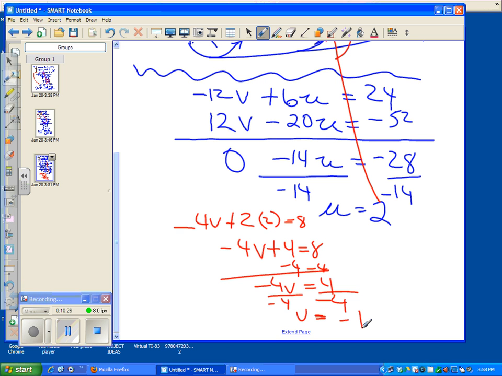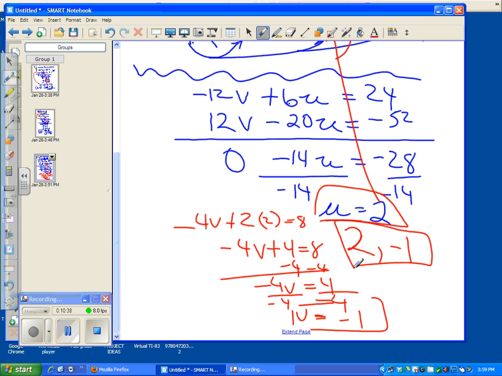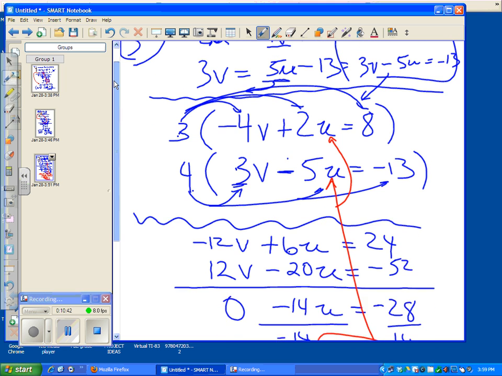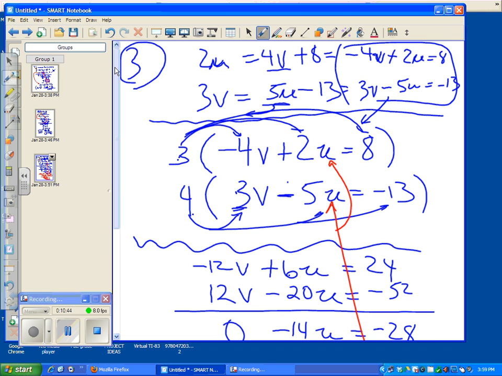So my system is right here and right here, where my u is equal to 2, comma, negative 1, and that is the solution. This was a little bit more complicated because you had to do this funny little trick up here where you had to multiply the one number from here and the other number from there, and then you had to make sure that one was negative and one was not negative, so you could have them cancel out.